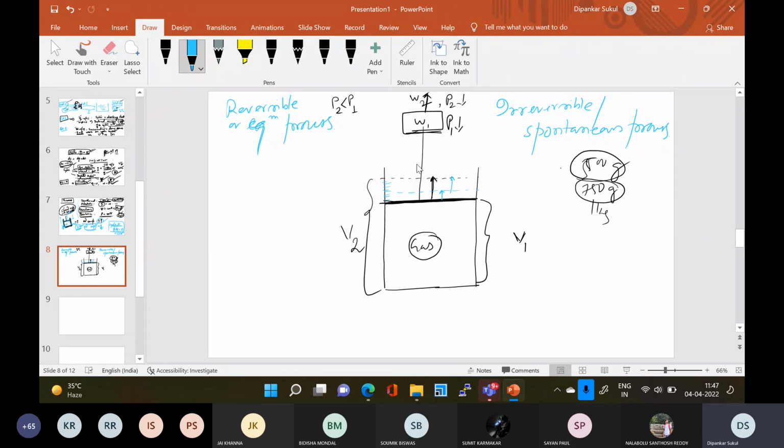Similarly, during compression, suppose the final weight was 500 gram. If I put directly a 1 kg weight, the piston will come in one go from the final position to the initial position. But first suppose I put 750 gram, the piston will come midway, and then the piston will come this way. So during expansion, and during compression also, I can increase the number of intermediate steps.